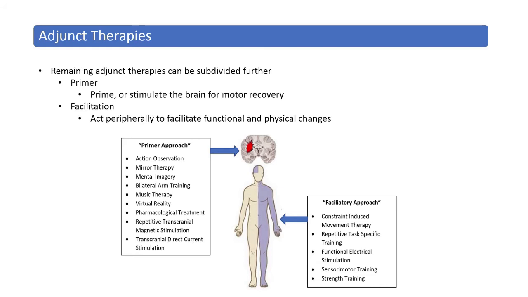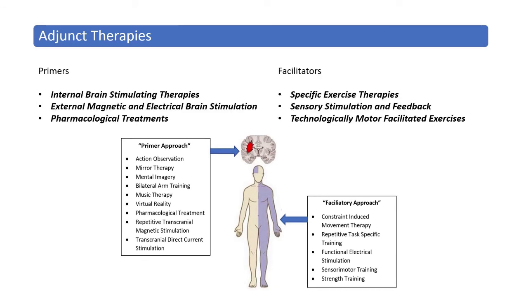The primer approach primes or stimulates the brain for motor recovery, and the facilitatory approach acts peripherally to facilitate function and physical changes of the limb. Each of these adjunct types can be further subdivided into three categories. For primers, there are internal brain stimulating therapies, external magnetic and electrical brain stimulation therapies, and pharmacological treatments. For facilitators, there are specific exercise therapies, sensory stimulation and feedback, and technologically motor facilitated exercises.